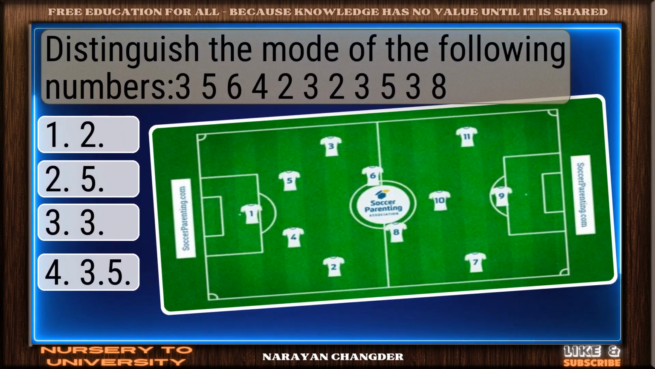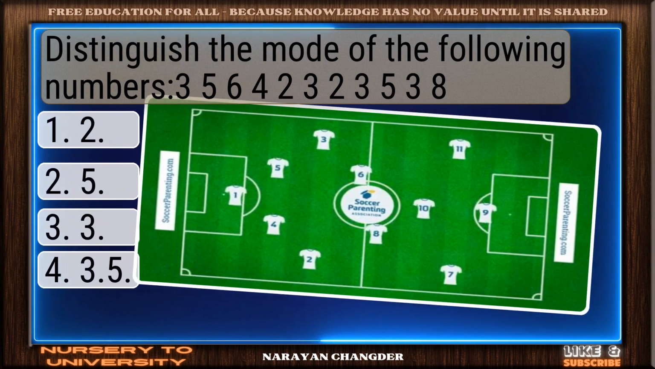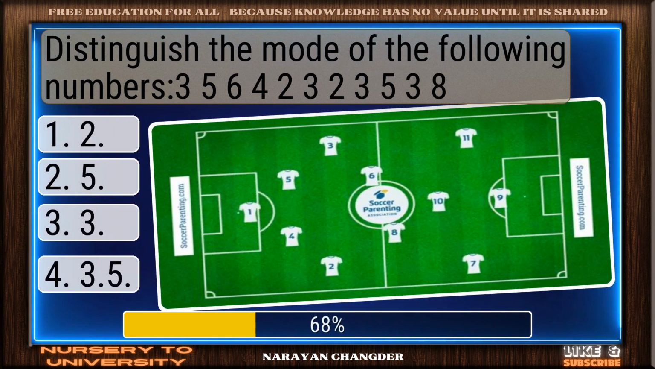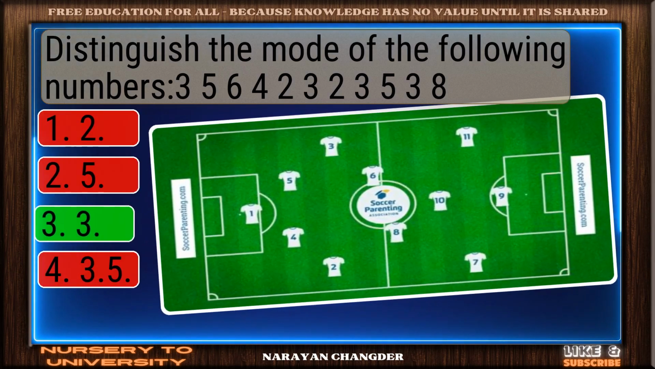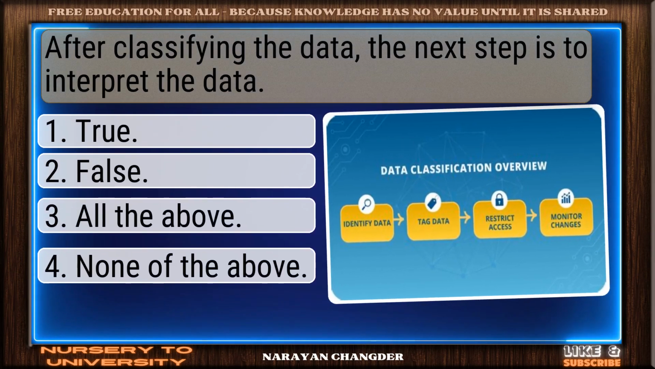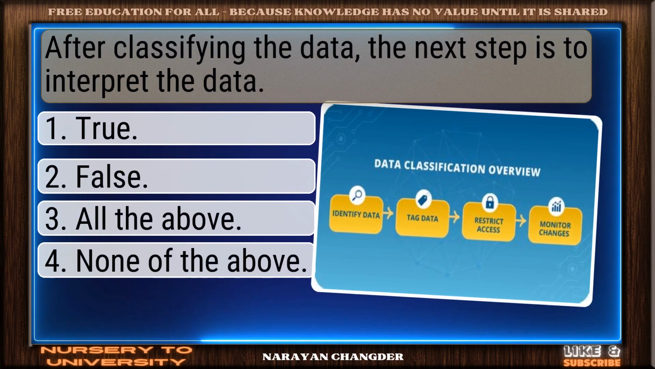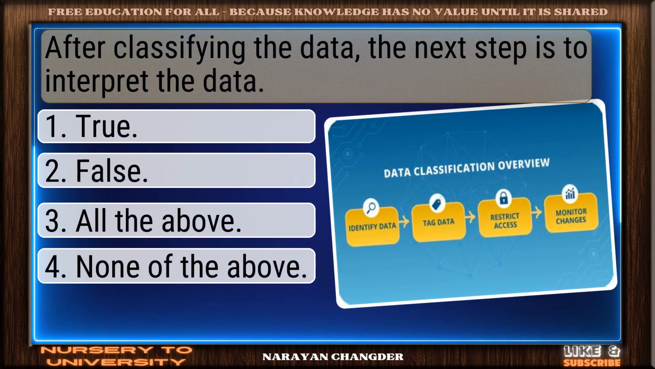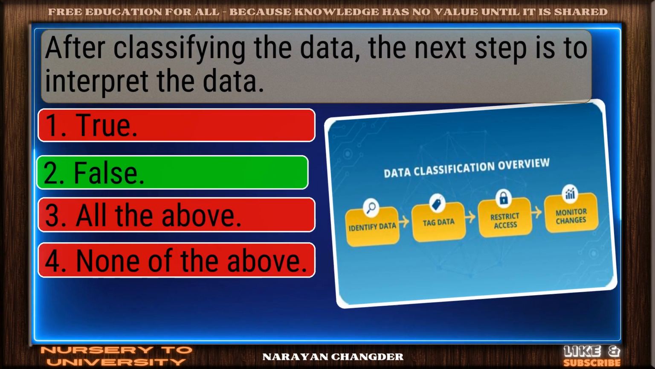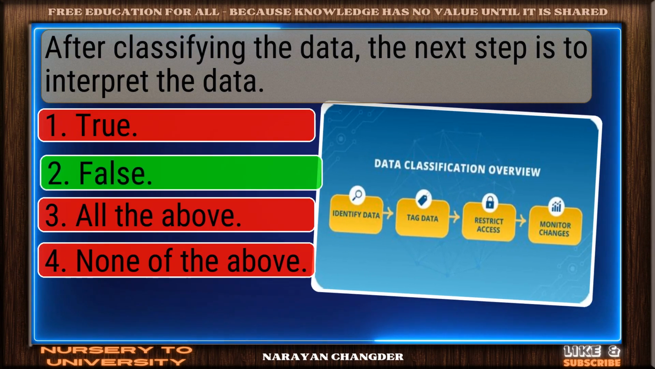Question number 84. Determine the mode of the following numbers: 3, 5, 6, 4, 2, 3, 2, 3, 3, 5, 3, 8. Great job. 3 is the accurate answer. Question number 85. After classifying the data, the next step is to interpret the data. Exactly. False makes sense and it is the right choice.